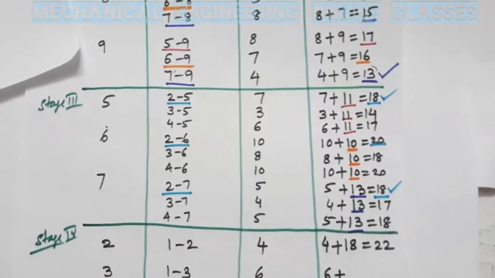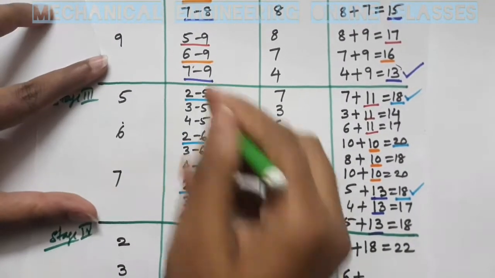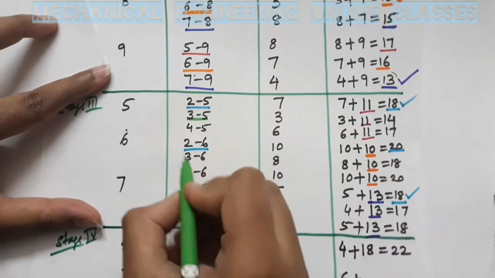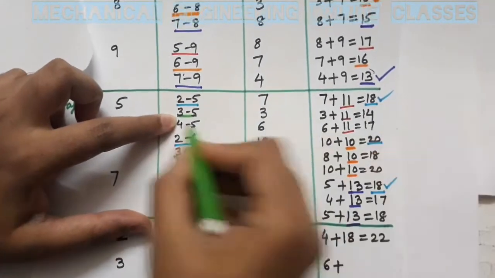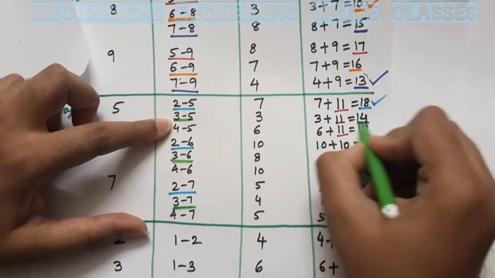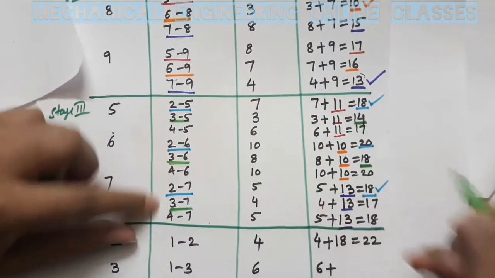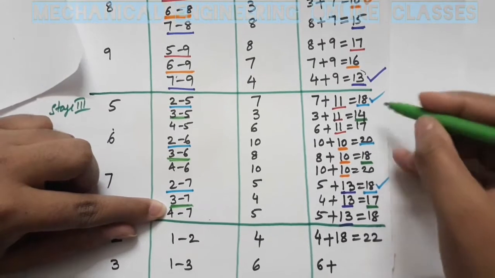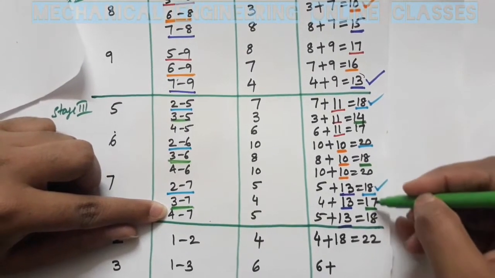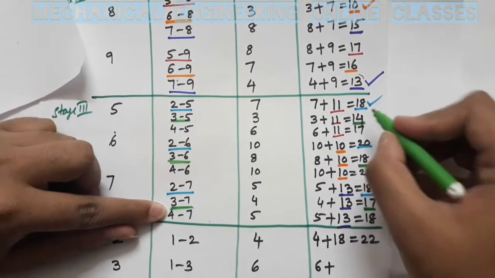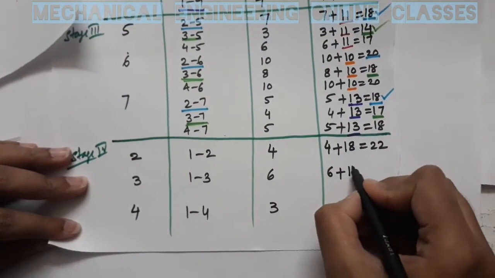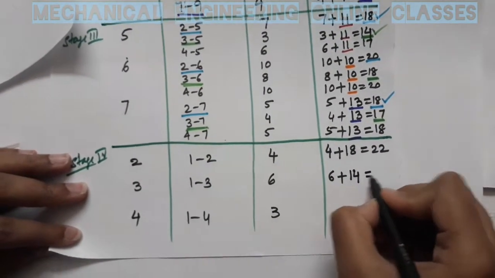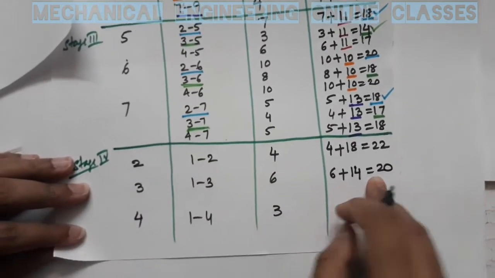Whether I should pick from 3, should I go to 5 or 3 to 6 or 3 to 7? So that depends on the distance. 3 to 5 gives me 14, 3 to 6 gives me 18, 3 to 7 gives me 17. 14, 18 and 17. The minimum is 14. So this is 6 plus 14 is equal to 20. The total distance is 20.